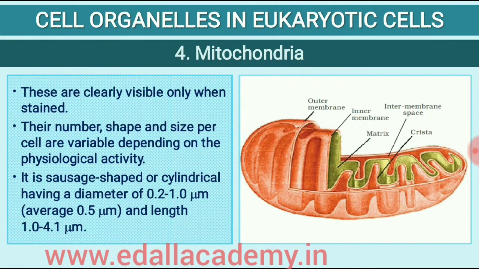8.5.4 Mitochondria. Mitochondria (singular: mitochondrion), unless specifically stained, are not easily visible under the microscope. The number of mitochondria per cell is variable depending on the physiological activity of the cells. In terms of shape and size also, considerable degree of variability is observed. Typically it is sausage-shaped or cylindrical having a diameter of 0.2 to 1.0 micrometers, average 0.5 micrometers, and length 1.0 to 4.1 micrometers.